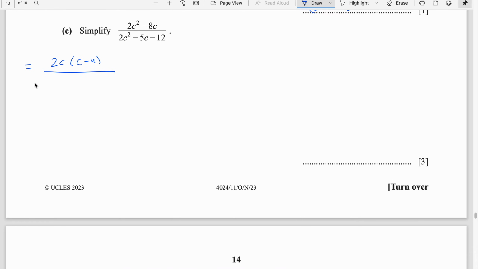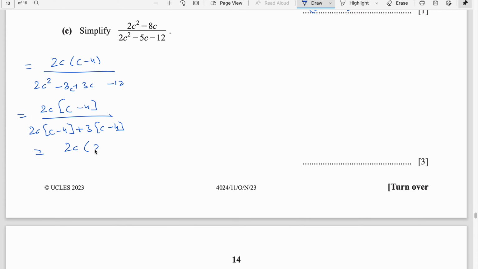In the denominator we go for midterm breaking, and that is 8 with the negative sign and 3 with the positive sign. So 8 3 times is 24 and 2 12 times 24. We add these, we get minus 5. So 2c c minus 4. In the denominator 2c is common, c minus 4 plus 3 c minus 4.